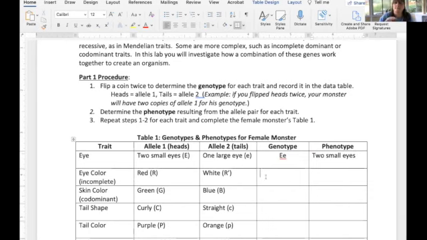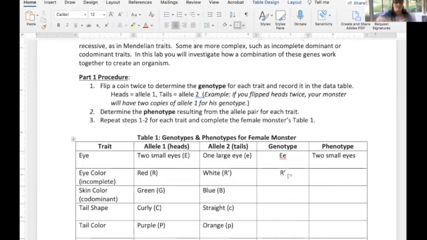Now here, we are going to do the eye color. It tells you it is incomplete. So let's say, again, flip the coin. Oops, I have tails. This will be R'. What in the world just happened here? That is weird, isn't it? There we go. Okay, that is R'.